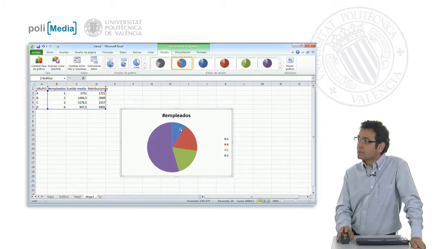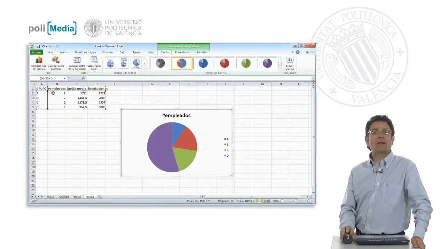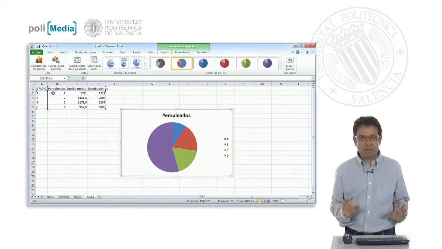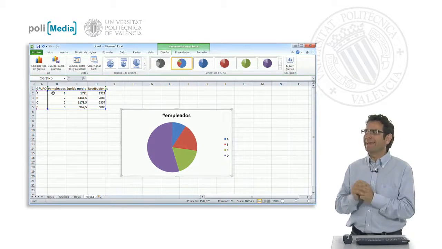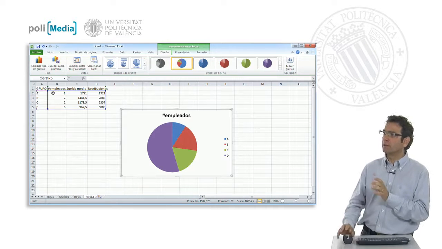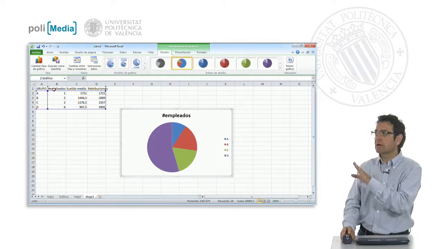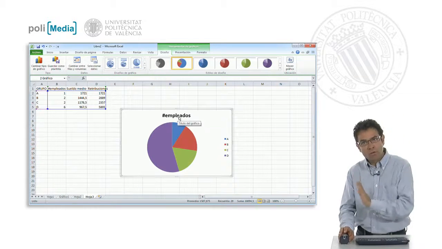We see here that it has only represented by the value 1, that is, the first column, the number of employees. The chart has been represented, but it is a chart that does not represent the data column that we want to represent, which is salaries, but rather it has represented the number of employees. So it is no good.